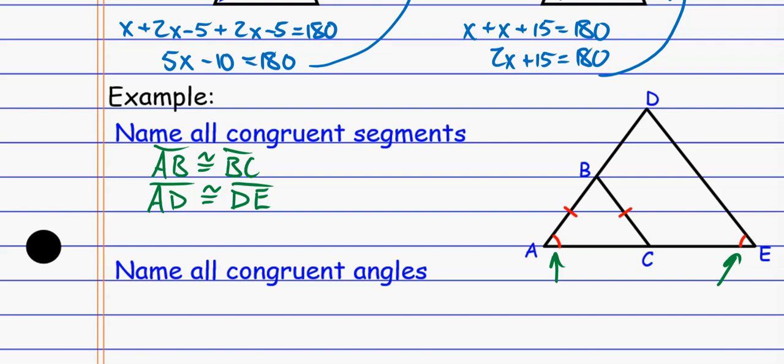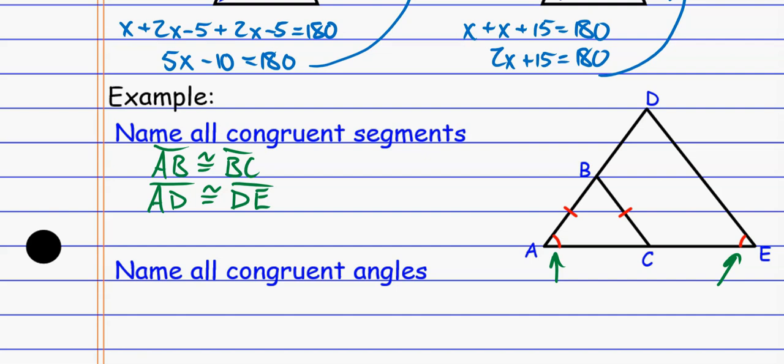But again, it's not about what looks congruent, it's about what we can prove to be congruent. And so this one, I can't prove that those are congruent, all right? I'm not able to do it, so that's kind of where I have to stop, all right? It also says to name all congruent angles.